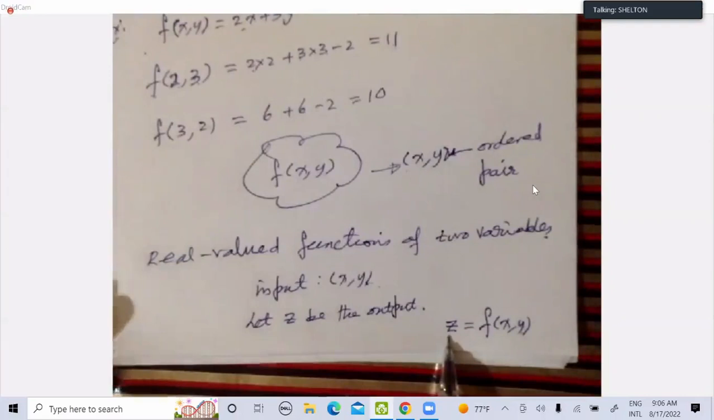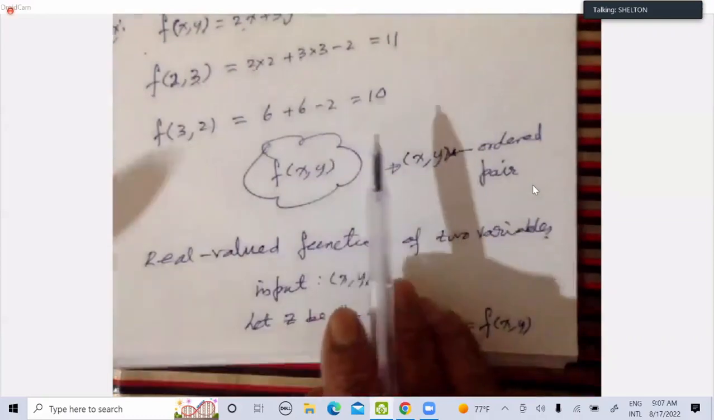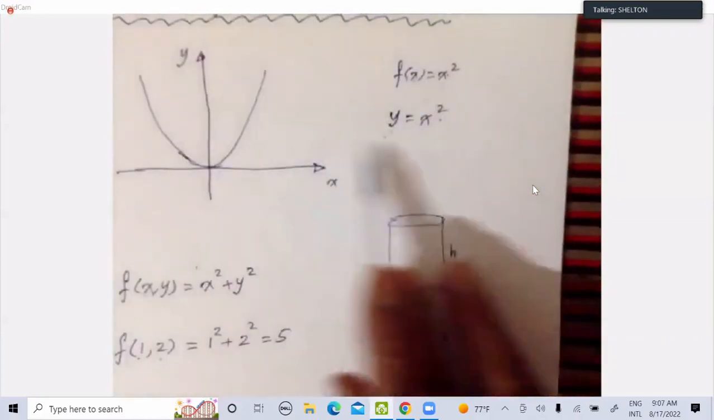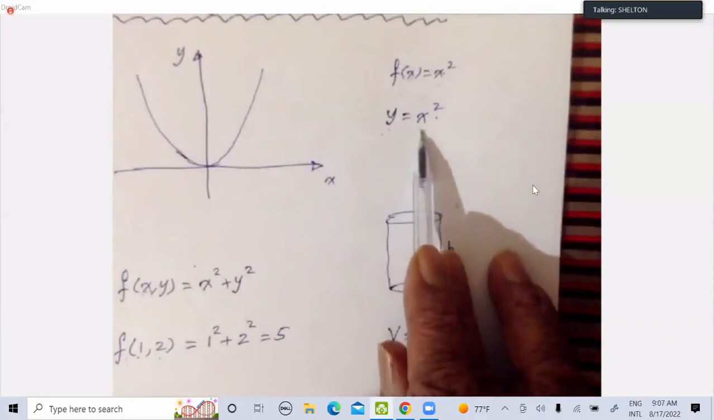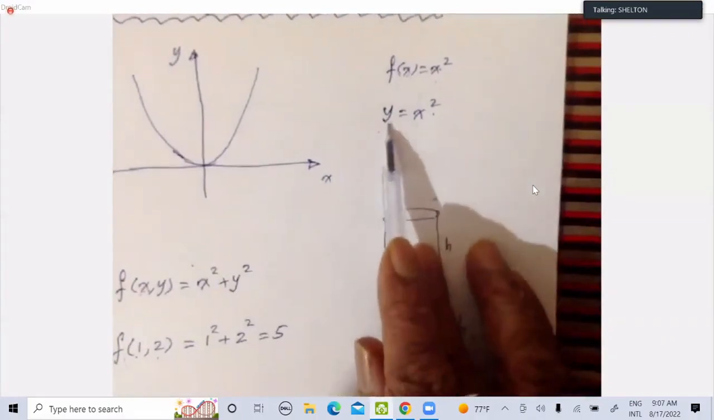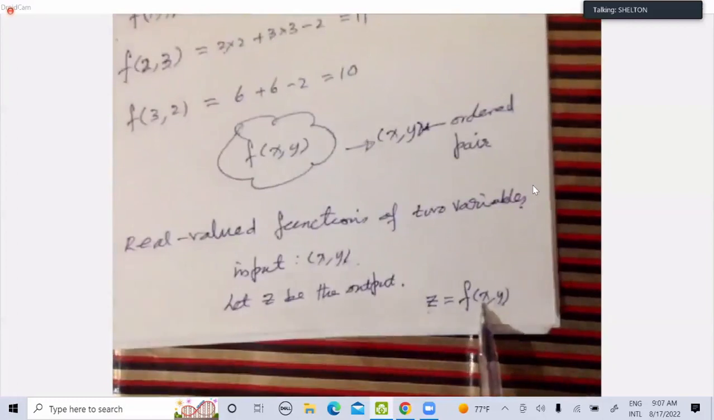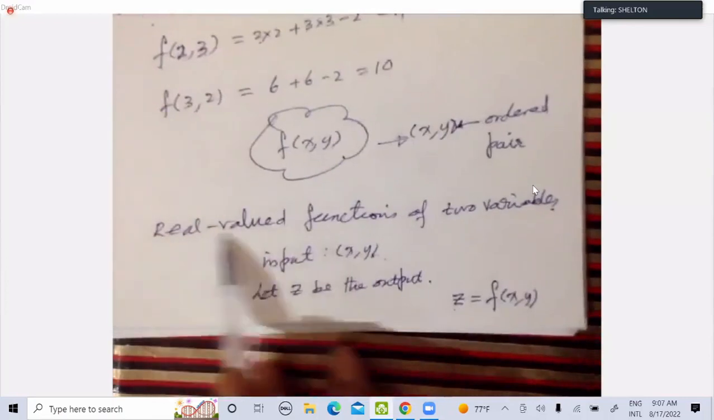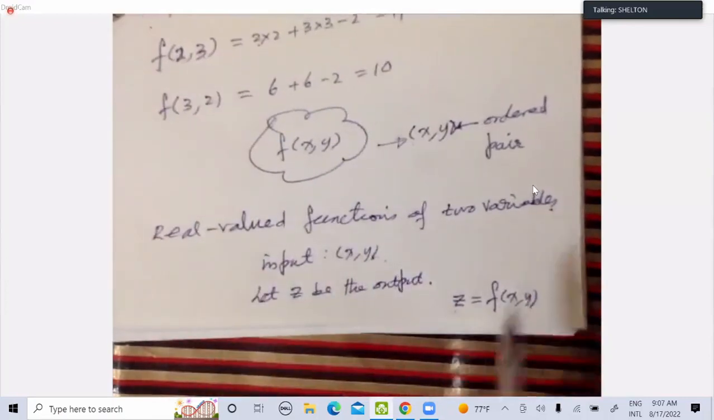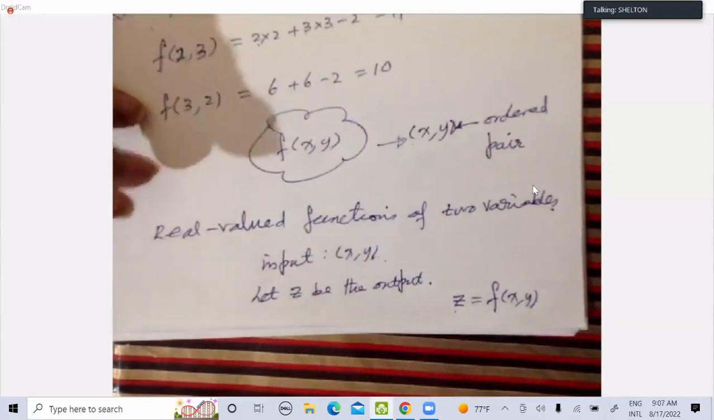Okay, so how do we sketch? How do you visualize functions of two variables? Functions of a single variable, we do it in the xy plane because you need one real number for input and another for the output. Now you need two real numbers for the input and one real number for output. We are doing real valued functions of two variables now, so the output must be a real number.